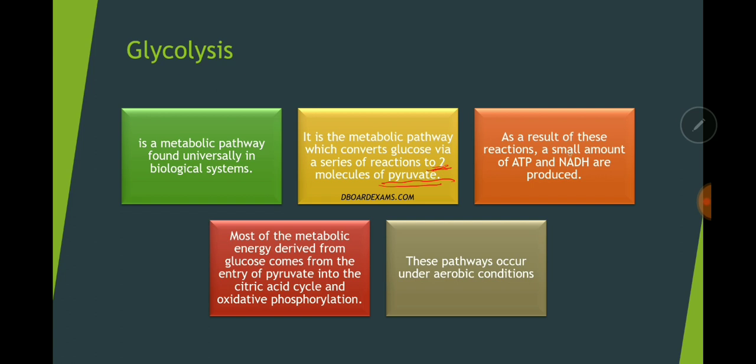As a result, okay, a small amount of ATP and NADH are produced. So not only is ATP produced, but also we have NADH. So when you go through this, don't just memorize ATP, ATP. Also remember, okay, you have to remember which reactions are producing ATP. You have to remember which reactions are producing NADH.